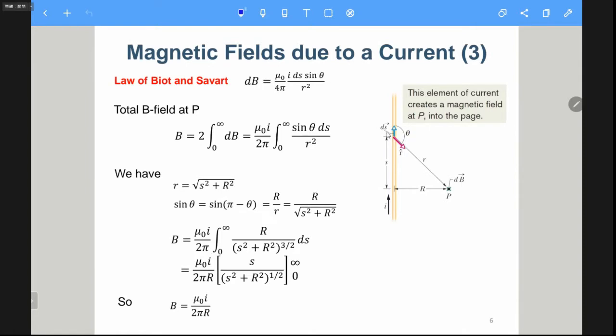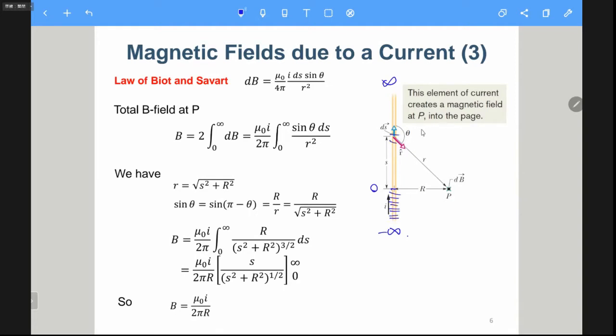So here we have a long, infinitely long wire from negative infinity to positive infinity. We suppose this point is 0, and we concern the B field here, and the perpendicular distance to the wire will be capital R, like this. Okay, so we here will try to separate this current into many small segments like this.